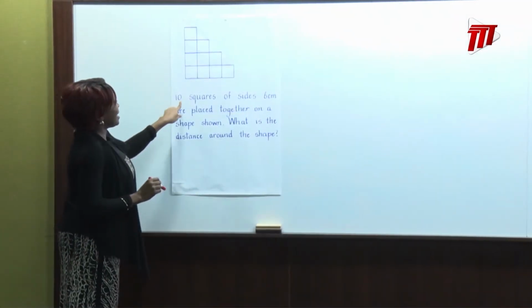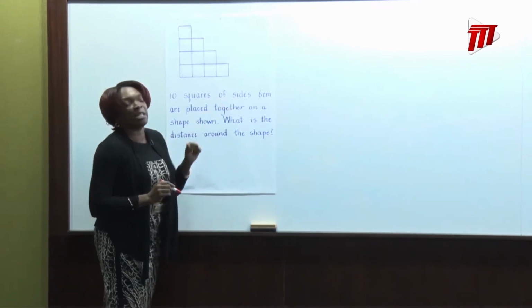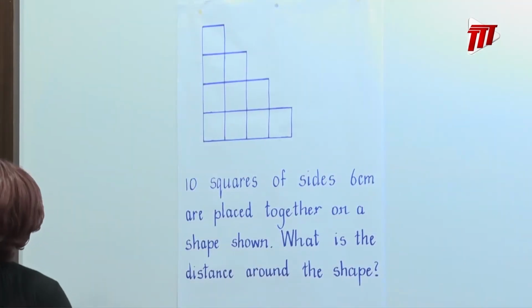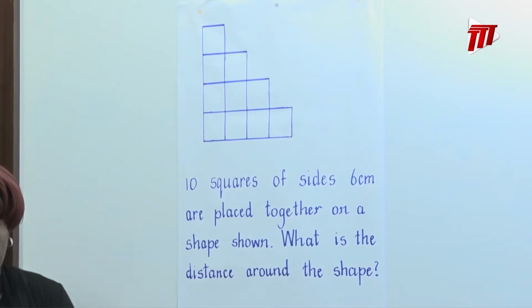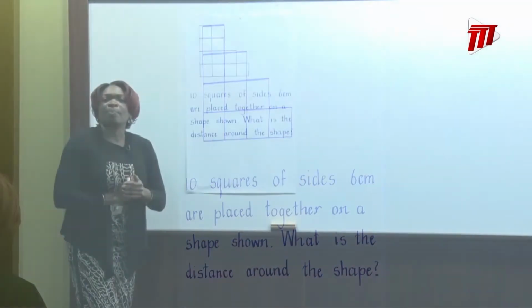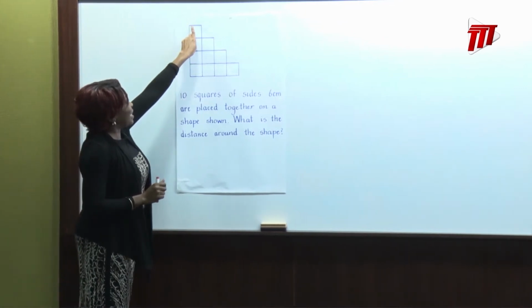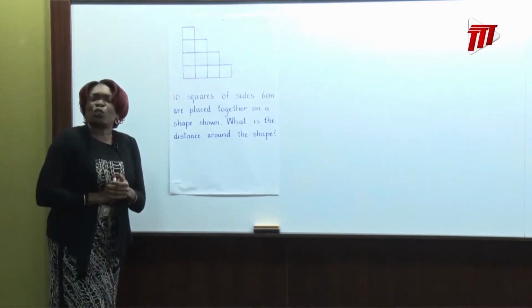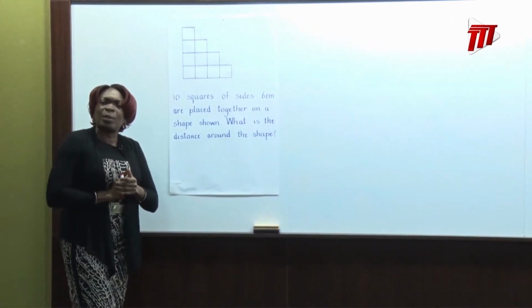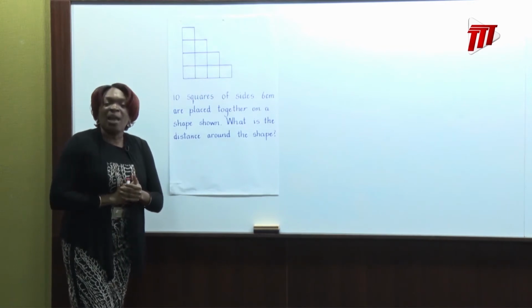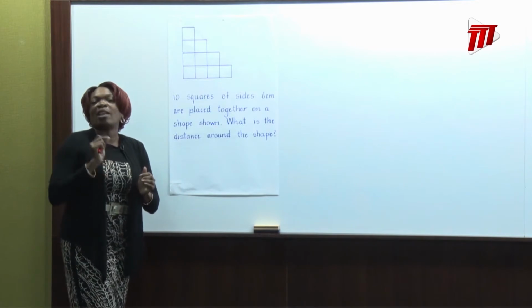It says 10 squares of side 6 centimeters. It means each square has a side of 6 centimeters. That information is very, very important. So let's go. But what should we do first? Since we know that each side is 6 centimeters, shouldn't we count the number of exposed sides? Yes, we must. Let's count the number of exposed sides of the squares.